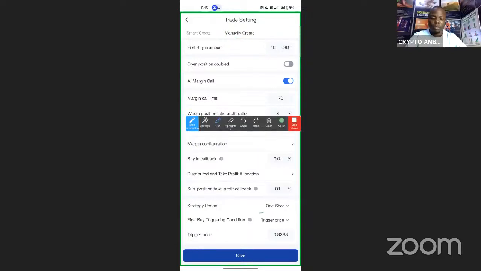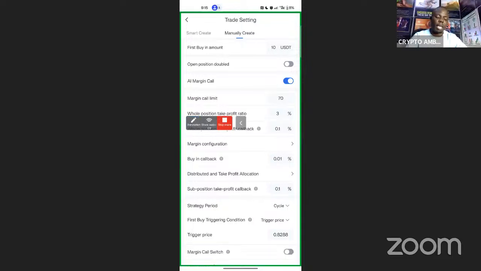When we come here on strategy period, we can always decide to say that we want our coin to be in a cycle or in a one shot. What do we mean by cycle? What do we mean by one shot? When it comes to cycle, it means that the robot will, let me say, it will buy, market rises, it sells, it buys, it sells, it buys, it sells.